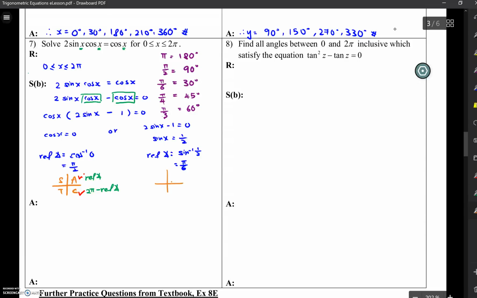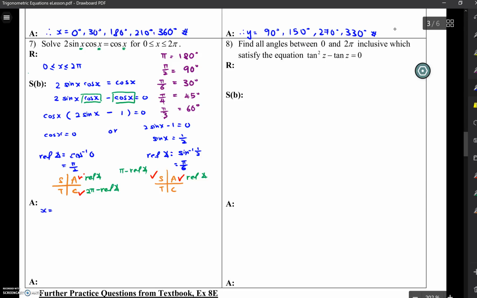Okay, same thing here, ASTC. Which quadrant will it be for the sine to be positive? Sine to be half, right, is a positive value. So first and second quadrant. So the first quadrant will just be the reference angle. The second quadrant will be pi minus the reference angle. Okay, 180 minus reference angle, where 180 is pi. So with this information, I can just continue with this.